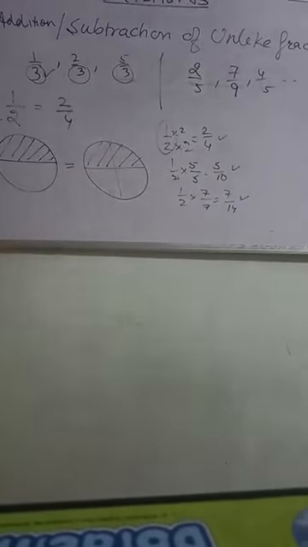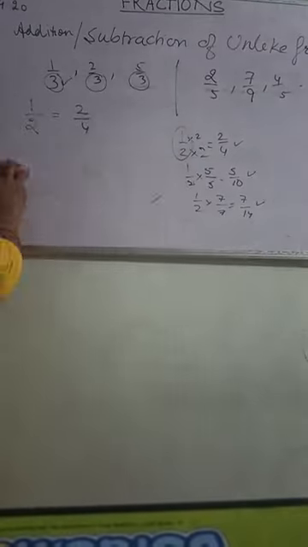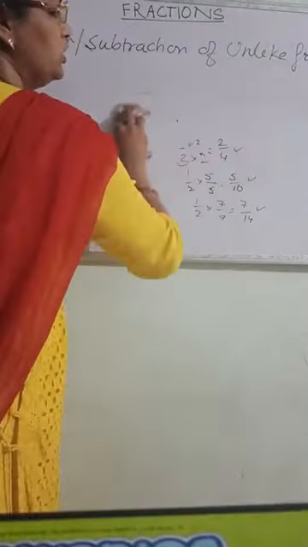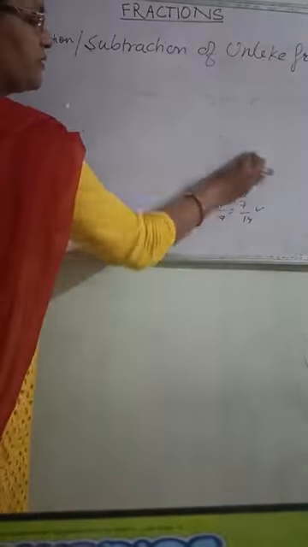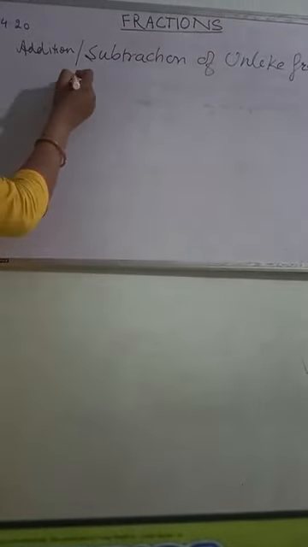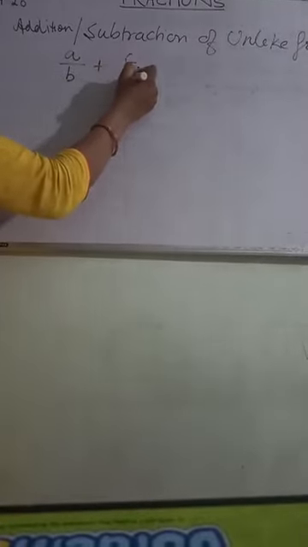So these are all required for addition and subtraction. That's why I recall these concepts, equivalent fractions and this. How you will do the addition and subtraction of unlike fractions. So say for example you have to add A by B plus C by D.